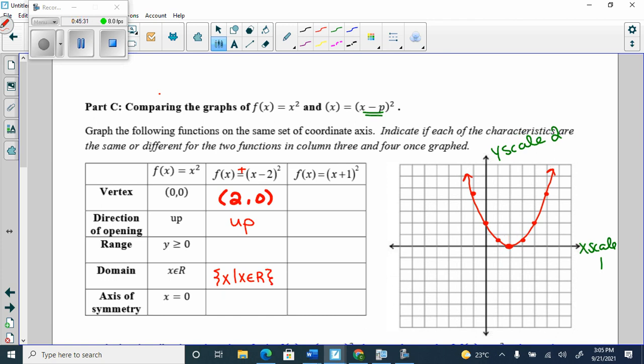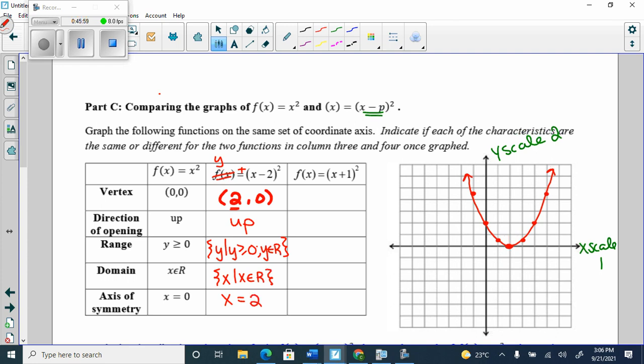What's my range? I'm going to label it y for ease. Y such that y is, it's concave up, so greater than or equal to, what's my lowest y value? 0. And what's my axis of symmetry? It's always been x equals 0, but this time it's actually x equals 2, because it's the x of the vertex, right?